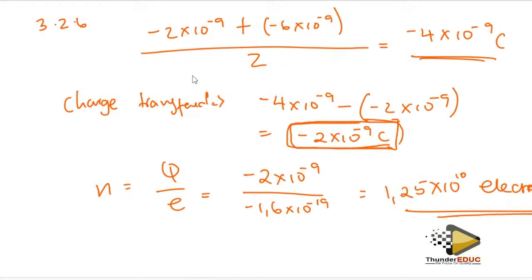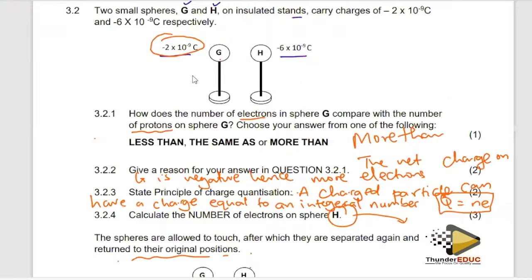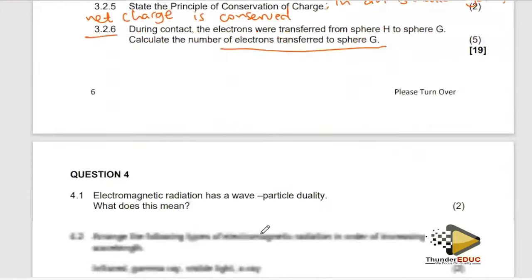All right. Then we move on. That is question number 3.